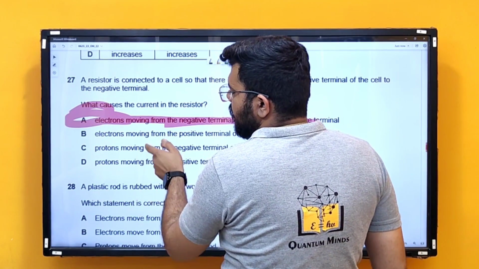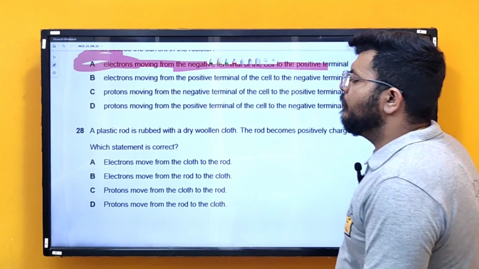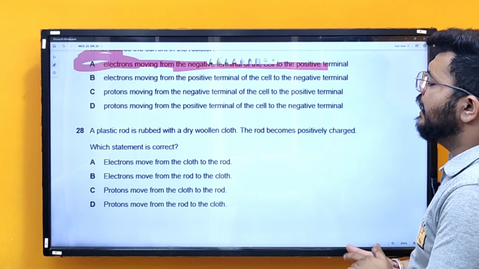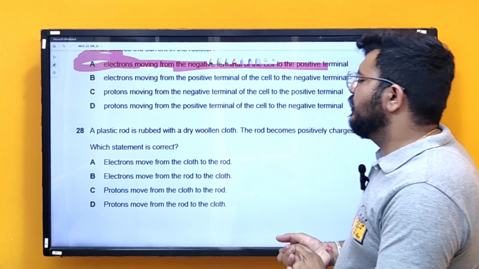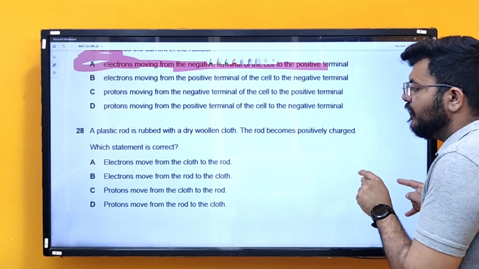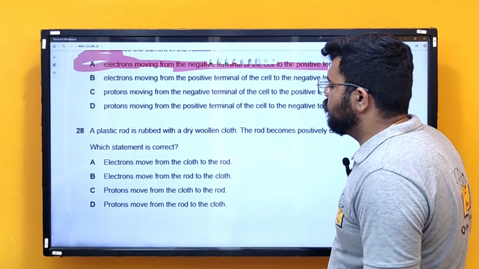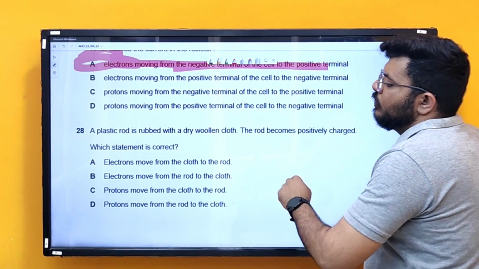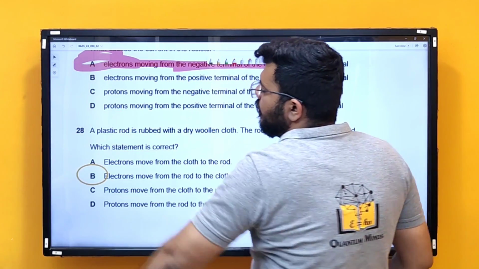Then we have question number 28. A plastic rod is rubbed with a dry woolen cloth. The rod becomes positively charged. Which statement is correct? Electrons move from the cloth to the rod. The rod becomes positively charged, so electrons must move from the rod to the cloth, right? It must lose electrons from the rod to the cloth. Option B is the answer we are looking for.